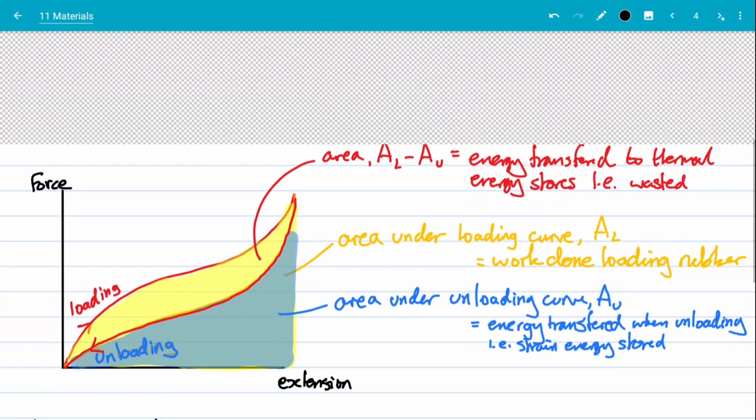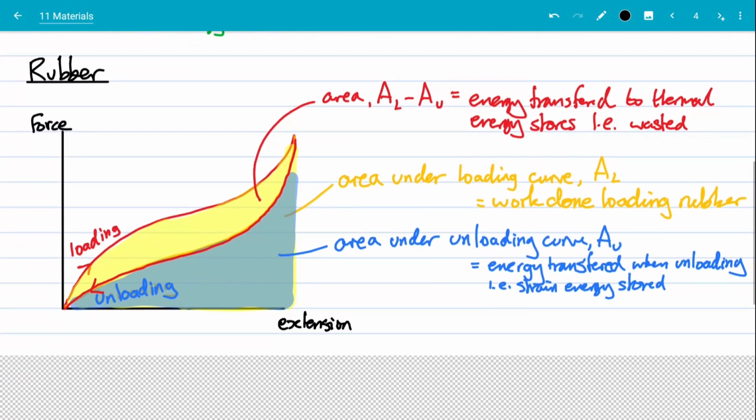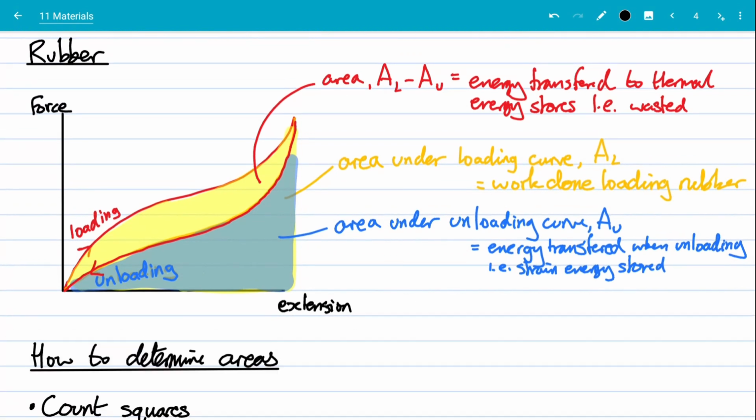That is the end of our section all about materials, so it's not a long section. And we will move on next lesson to electricity.